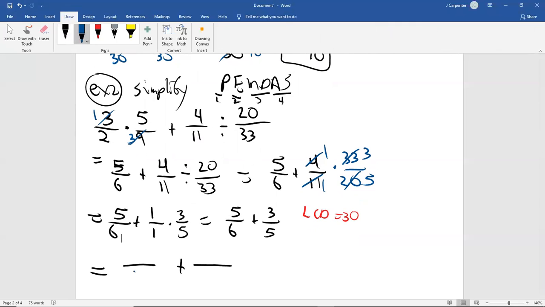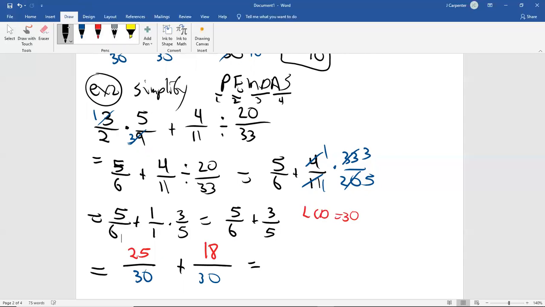Rewrite the denominators as the LCD. Recreate the numerators by dividing and multiplying. For the first one, 6 goes into 30 5 times. 5 times the 5 is 25. Reduce it, and you'll see it works. For the second one, 5 goes into 30 6 times. 6 times 3 is 18.